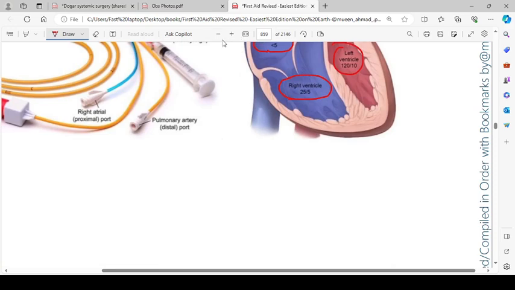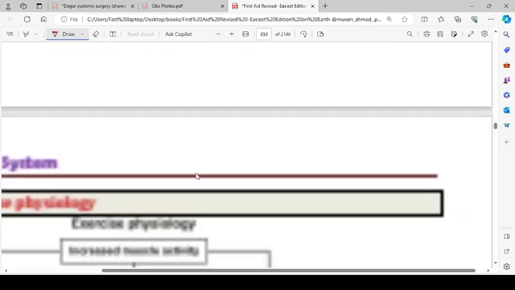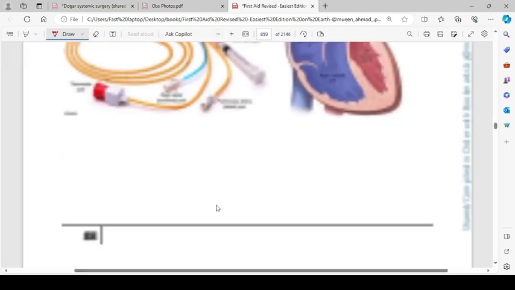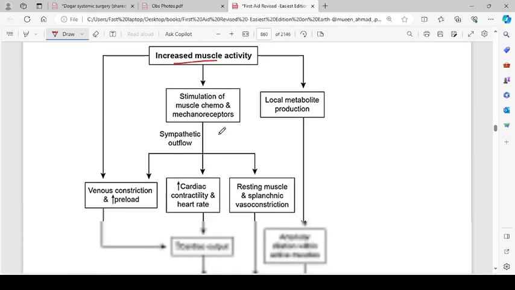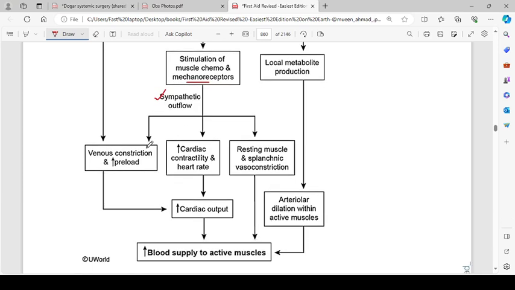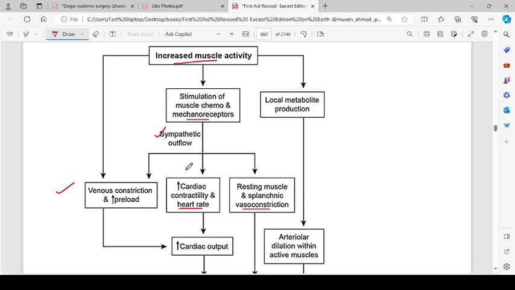Okay, then moving forward, we have the next flow sheet diagram over here. This diagram is showing exercise physiology. Increased muscle activity leads to stimulation of muscle chemo and mechanoreceptors. Sympathetic outflow will lead to venous constriction and increased preload, increased cardiac contractility and heart rate, and resting muscle and splanchnic vasoconstriction. Increased muscle activity also directly increases the venous constriction and preload.